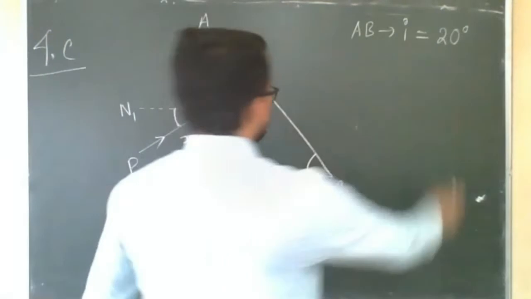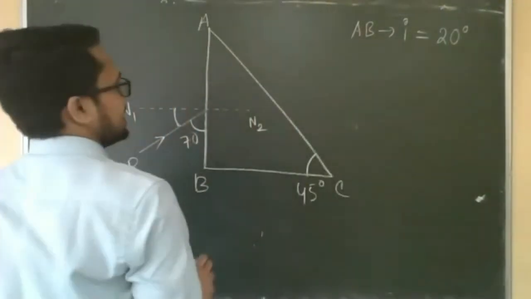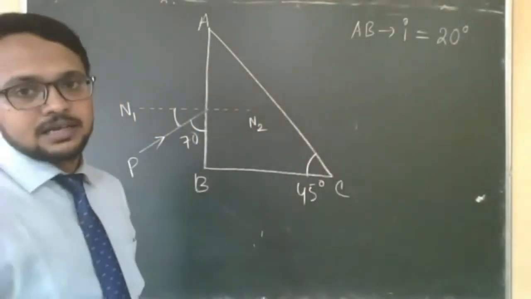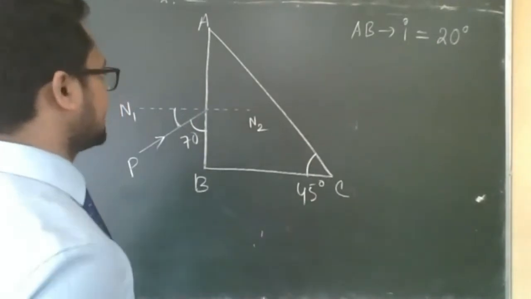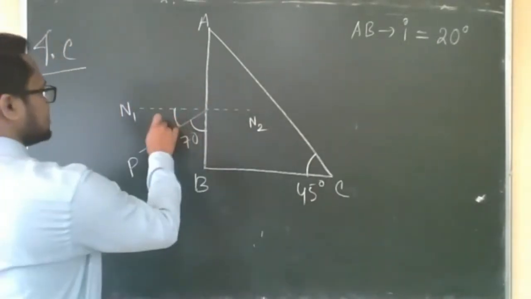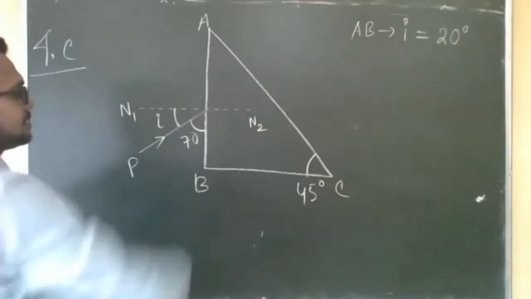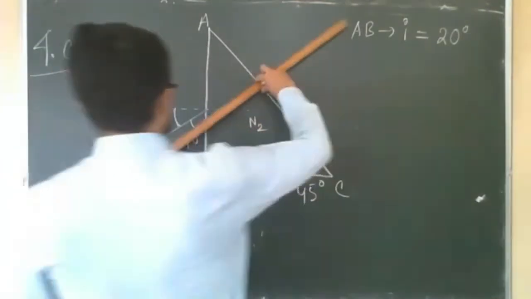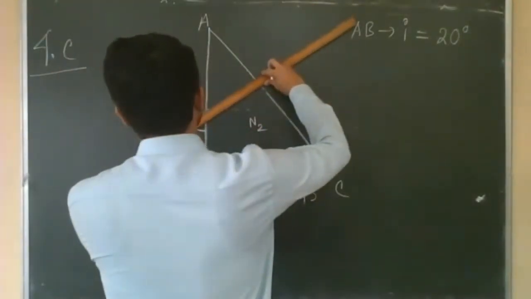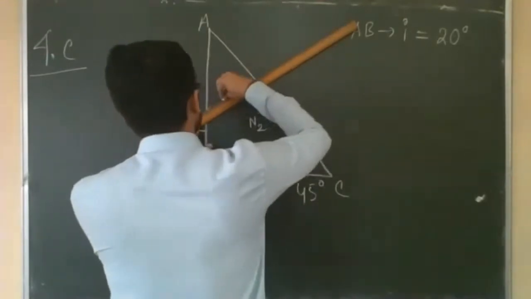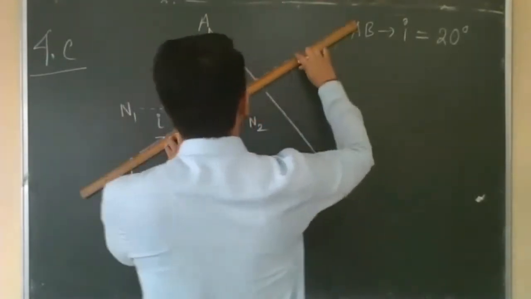Now, the refraction angle we cannot find here because we don't know the refractive index. So we will not find the refraction angle. You can just get this question: what is the incident angle at the surface? Okay. Now this is the actual path.